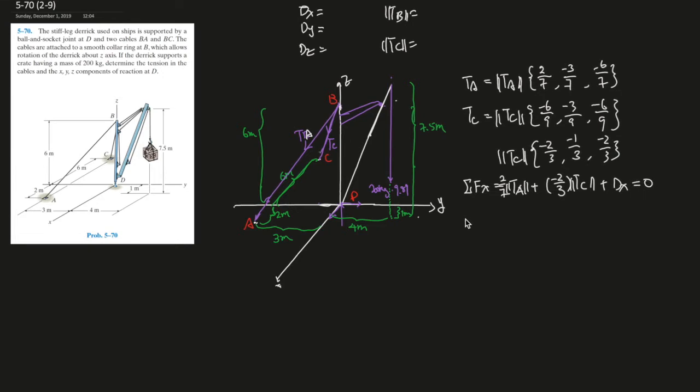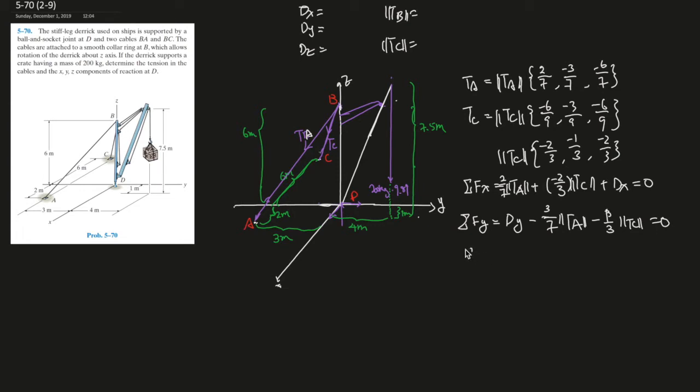This thing should give you 0. And for the sum of all the forces in the Y direction, TA and TC are both negative. So it's D, so Dy must be positive in this sense, right? Minus, what is this? 3 over 7 TA, and minus 1 over 3 TC, right? And all of this gives you 0.